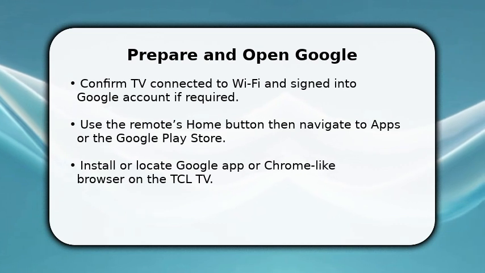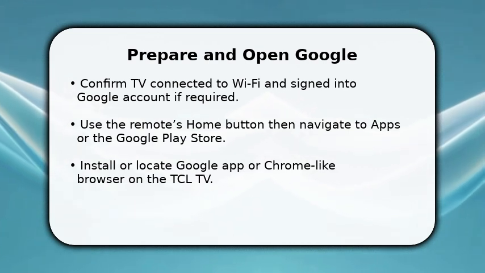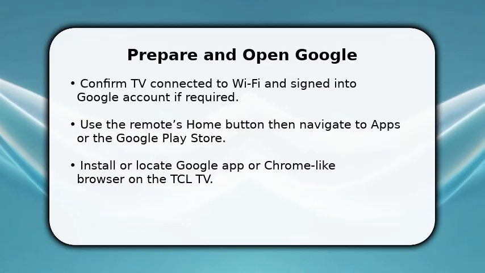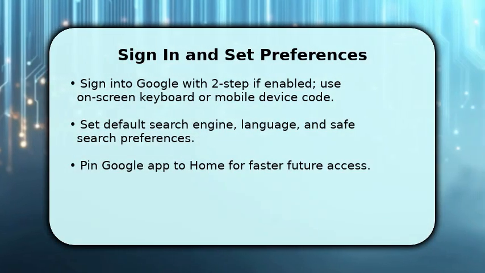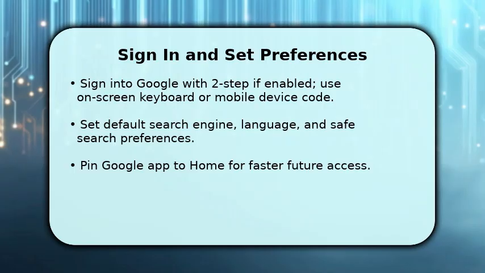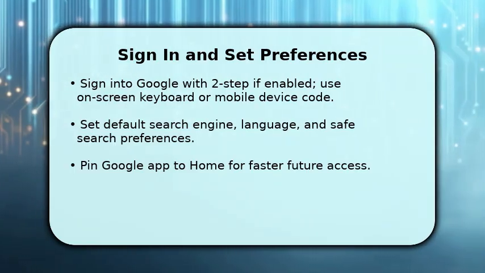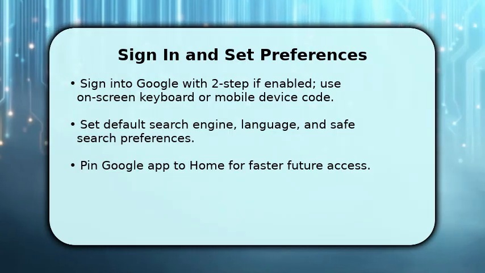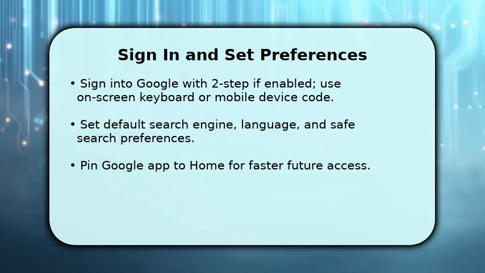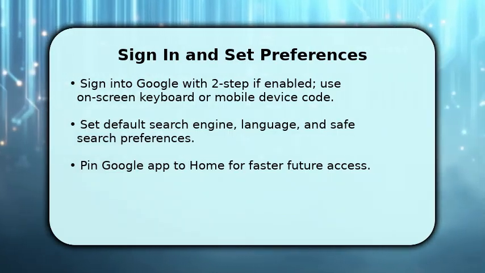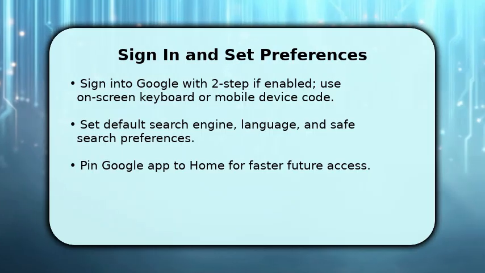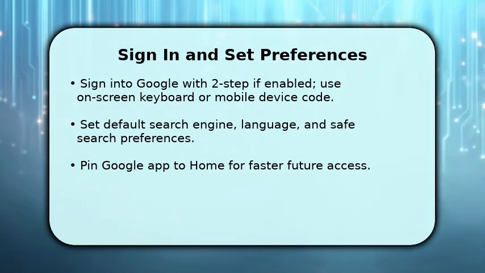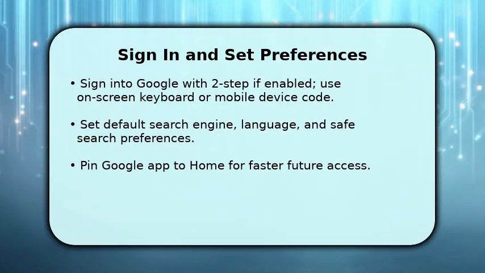Now sign into Google, enter your email and password using the TV keyboard, or use the device pairing code method, which is faster and less error-prone. Make sure two-step verification is ready if you use it. Follow prompts on your phone. Once signed in, set language and safe search to suit household needs, and choose Google as the default search app if prompted. Finally, pin the app to home so future access is one click.